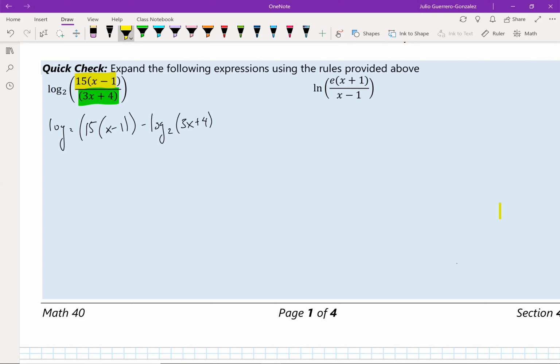So that automatically took care of the division, right? And now I have a multiplication in there, and that has a rule. Log base 2 of 15 plus log base 2 of x minus 1 minus log base 2 of 3x plus 4. And just like before, there's nothing we can do to this, so that gets to stay.